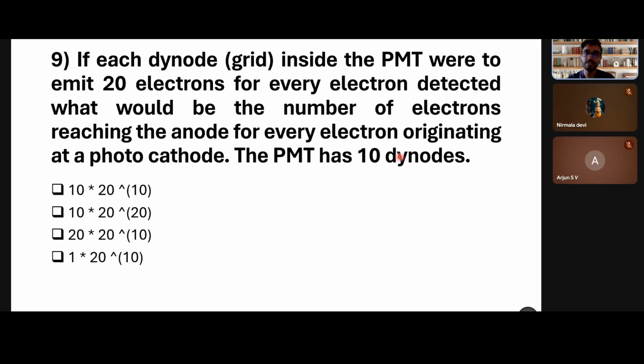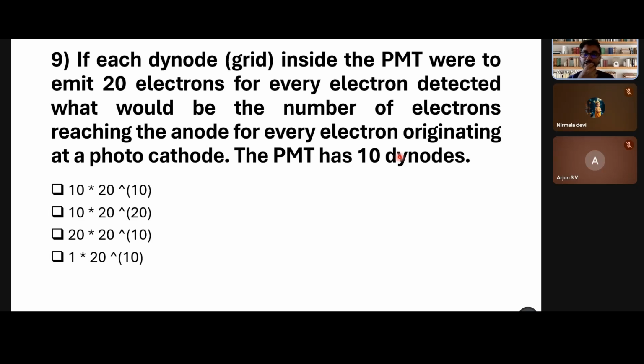I'll repeat the question once again probably. If each dynode inside the PMT were to emit 20 electrons for every electron detected, what would be the number of electrons reaching the anode for every electron originating at a photocathode? The PMT has 10 dynodes. The options are 10 into 20 power 10, 10 into 20 power 20, 20 into 20 power 10, and 1 into 20 power 10.